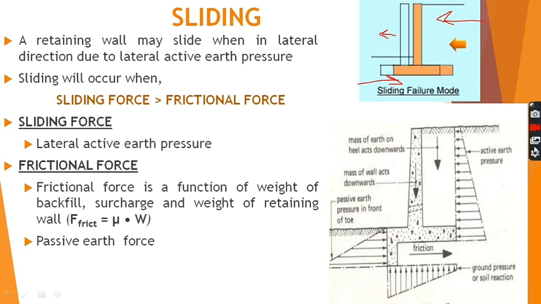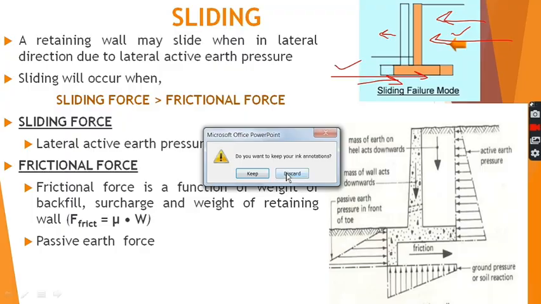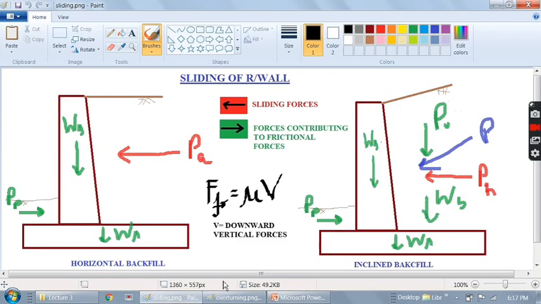Sliding will occur when the sliding force is greater than the frictional force. Sliding force here is the lateral active earth pressure, which moves in this direction, and the frictional force is opposite to it, which is in this direction. So sliding will occur when this dominates this. So we have to prevent this from dominating this. This frictional force must always be greater than the sliding force. So I will explain it to you in detail.